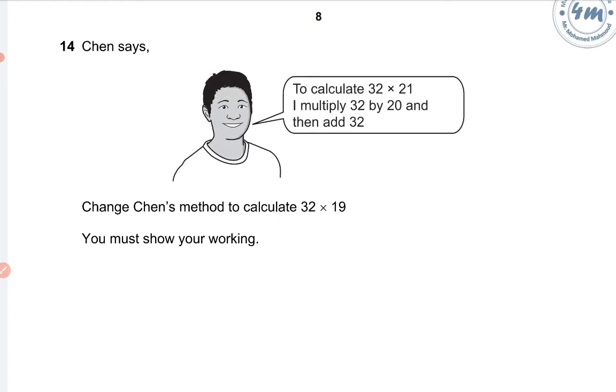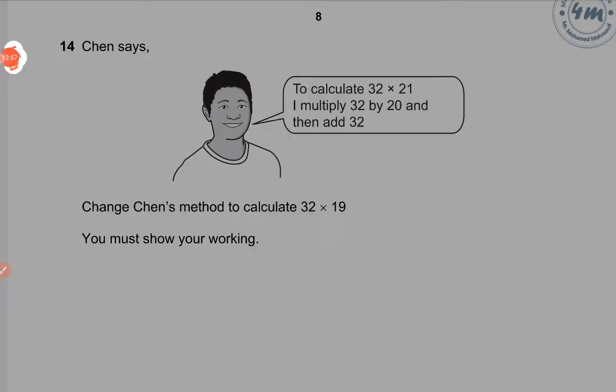Chance calculates 32 times 21. 32 times 21. I multiply 32 by 20 and then add 32. Change the method to calculate 32 times 19. You must show your work.